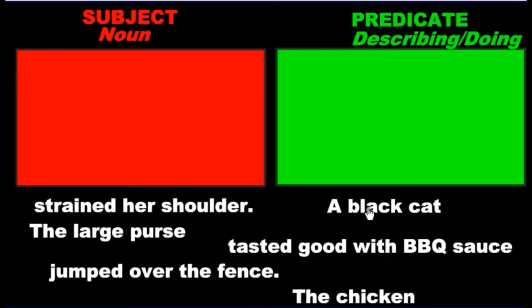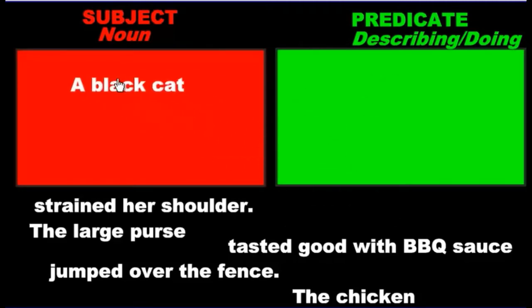So let's look at a black cat. What is that? That's a subject. It's like the person part, right? It's a person, place, thing. It's an animal. So I'm going to put it here in the subject part. If I put it in predicate, look, it bounces back. But if I put it in the subject, yeah.